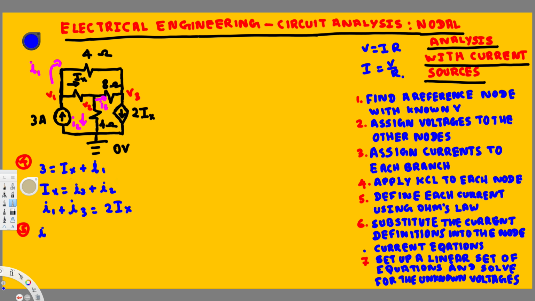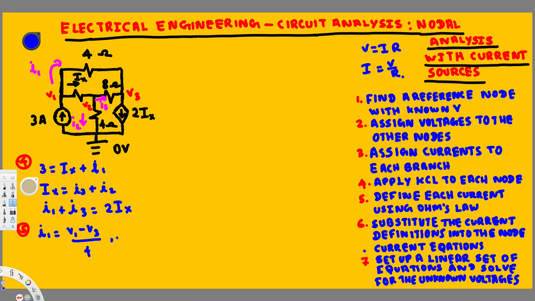So I1 is going to be equivalent to voltage drop over resistance. Now voltage drop is going to be wherever it's starting minus wherever it's ending. So here it's starting at V1 and ending at V3. So it's going to be V1 minus V3 over the resistance in between. That's going to be 4 ohm, right?